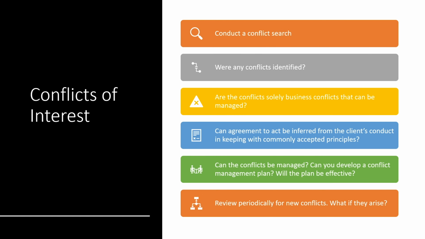Conflicts of interest. Conflict of interest starts with conducting a conflict search. Were any conflicts identified? The conflict could be perceived or actual. Are the conflicts solely business conflicts that can be managed? Can agreement to act be inferred from the client's conduct in keeping with commonly accepted principles? Can the conflicts be managed? Can you develop a conflict management plan? Will the plan be effective? And you've got to review periodically for new conflicts. What if they arise? So conflicts are a very important aspect to the work that we do.